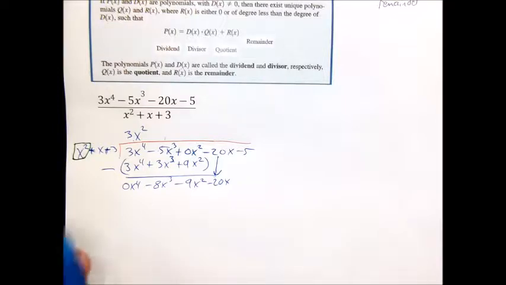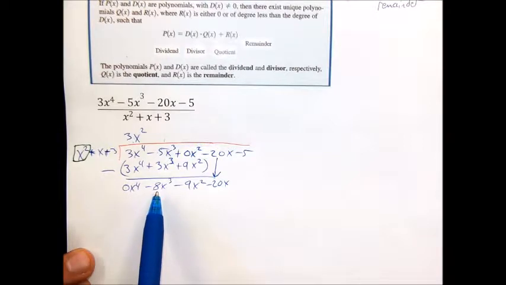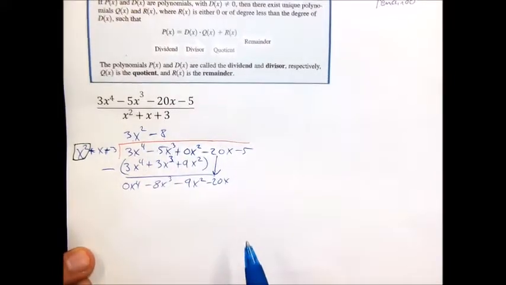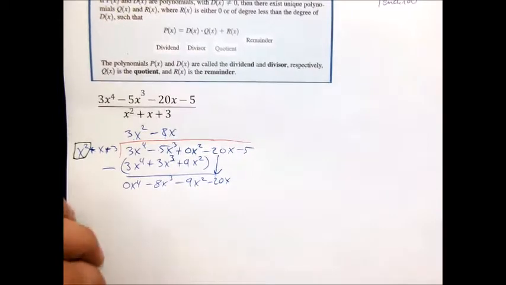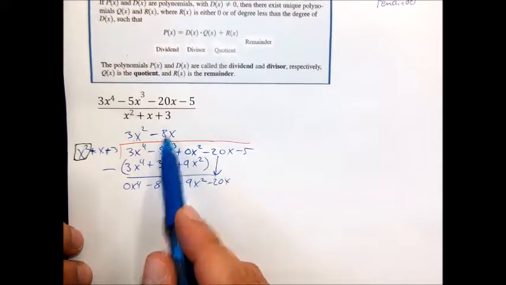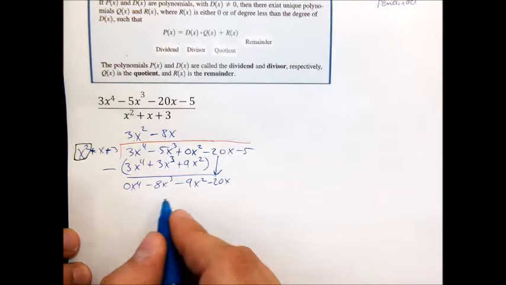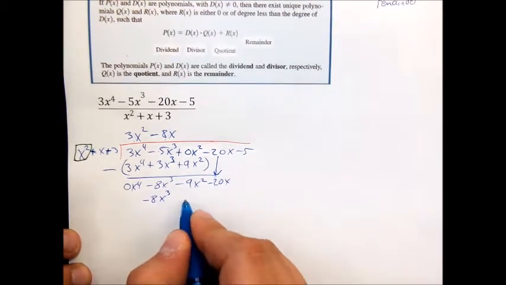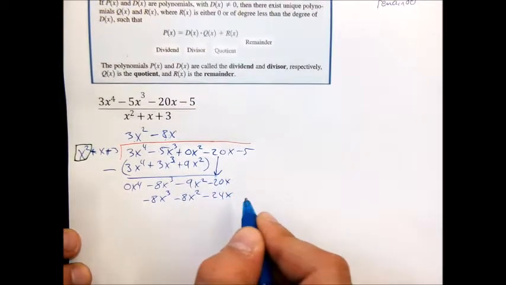And then you just go on to the next one, right? We do the same thing again. x squared times what gives me minus 8x cubed? I need a minus 8, obviously. And then it's an increase of 1 power, so it's going to be an x to the 1. So minus 8x. And then you multiply this back through. You multiply the minus 8x times x squared plus x plus 3, and we get minus 8x cubed minus 8x squared minus 24x.